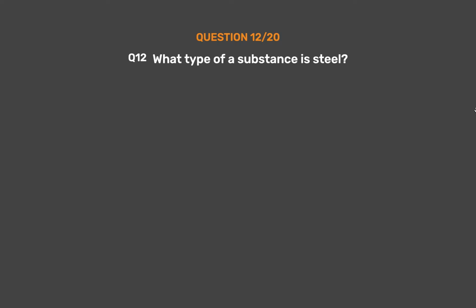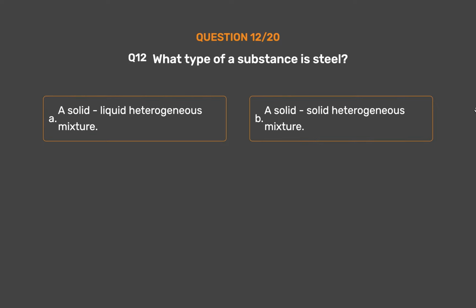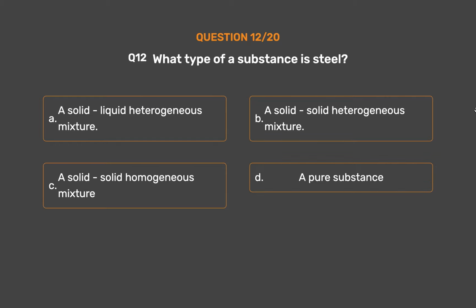Question number 12. What type of substance is steel? Option A. A solid-liquid heterogeneous mixture. Option B. A solid-solid heterogeneous mixture. Option C. A solid-solid homogeneous mixture. Option D. A pure substance.